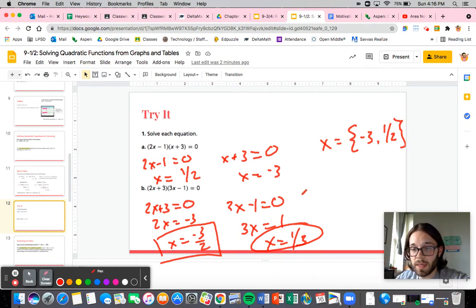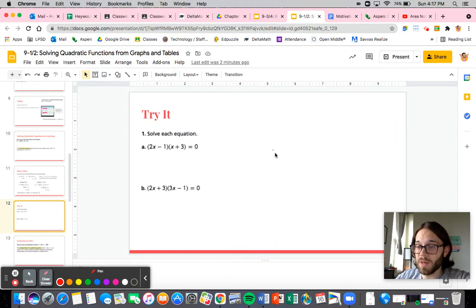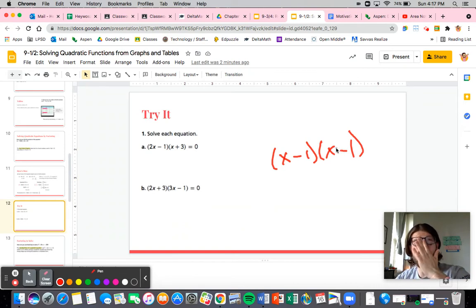You might be asking yourself, when are we going to end up in a situation where we don't get 2 solutions? That's a really good question. That's going to be where you factor something and end up with x minus 1, x minus 1, right? That's where there's one solution. And when there's no solution, it's just not going to be factorable.